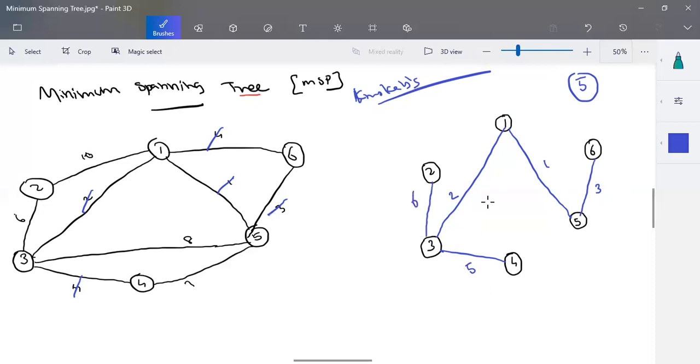See, now all the nodes are connected, and there is no cyclic pattern in it. And hence this is called a minimum spanning tree. So it is a minimum spanning tree. And what is the cost of this? 6 plus 2 plus 5 plus 1 plus 3.